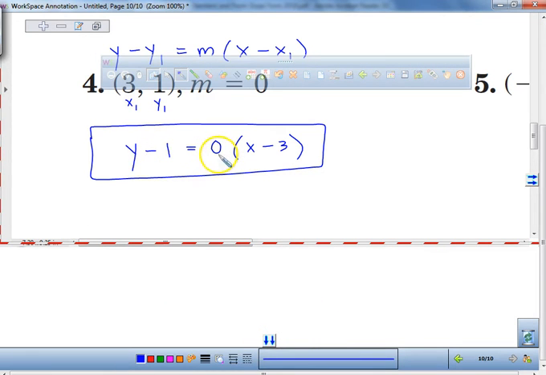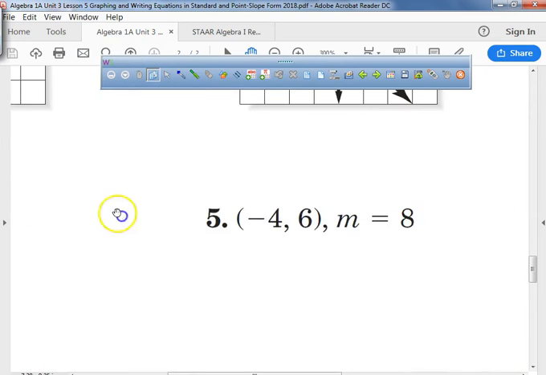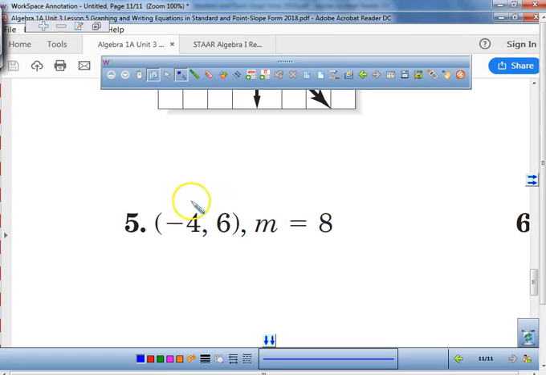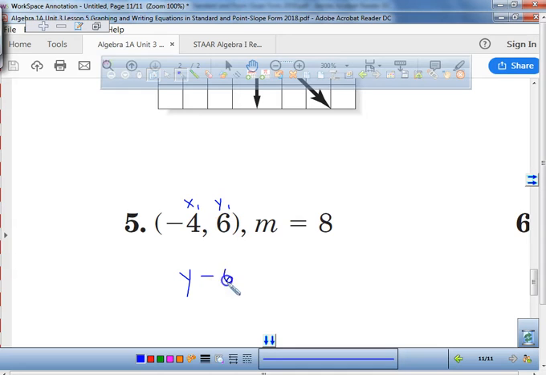Now, technically, when you multiply 0 times anything, you get what? You get 0. So it would be y minus 1 equals 0. Hold on, I've got to pause the video. All right, moving on. Here we go. Just going to label things right now, right? x1, y1. All right? It's y minus y1, which is a 6, equals m, which is parentheses x minus an x1, so that changes it to a positive. Notice I didn't spend as much time on this one because we've been doing it, right? That's your answer.